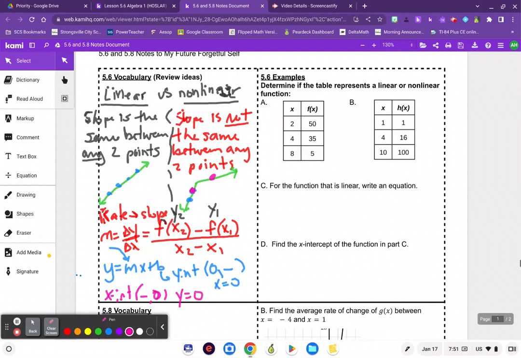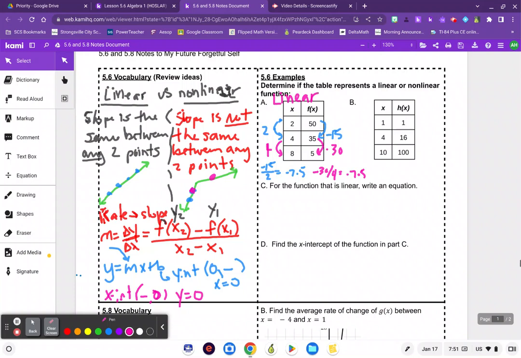So one of the things we did is we looked at these examples. It says determine if the table represents a linear or nonlinear function. So we have to make that choice. In order to make that choice, we have to find a consistent change in y. So that's negative 15 over change in x, 2. So negative 15 over 2 is negative 7.5. And I'm going to check this next set. This is minus 30 over 4. And negative 30 over 4 is also negative 7.5. So yeah, table A I'm going to write is linear.